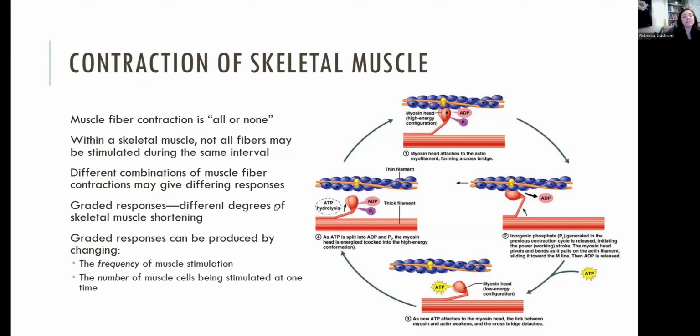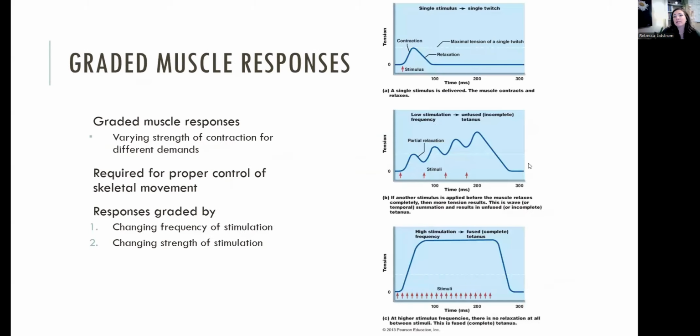Now, this is just one single bit, right? This is just one little pull of that actin filament. So we need to look at what happens when we have a sustained muscle contraction. Here's the stimulus. If we look at these charts, we're looking at time and the amount of tension. We see contraction, the maximal tension of a single twitch, and then the relaxation phase. What I want you to notice here is that contraction happens very quickly. The relaxation takes a little bit longer.